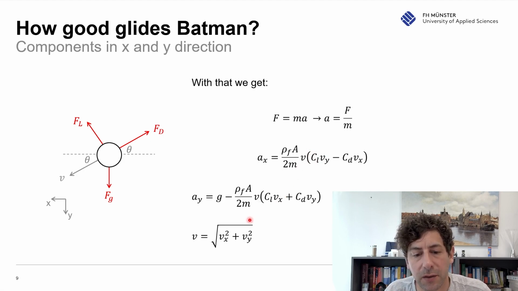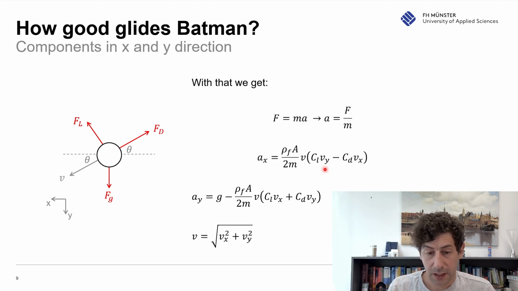And what you need therefore is also this expression. So the velocity equals the square root of velocity x squared plus velocity y squared. And the difference we see is that in x direction we have CL velocity y minus CD velocity x, and here we have CL velocity x plus CD velocity y, and we also have the g in here. So we have a positive acceleration in x and a positive acceleration in y direction, as we will see in a minute. Okay, so now we have two equations, and now we have to solve them.